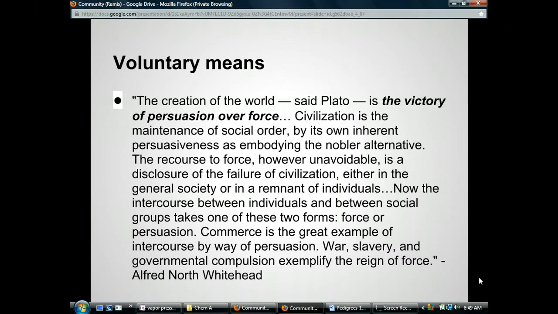Now, the intercourse between individuals and between social groups takes one of these two forms, force or persuasion. You can see maybe even the influence of Oppenheimer in this definition. Commerce is the great example of intercourse by persuasion. War, slavery, and governmental compulsion exemplify the reign of force.